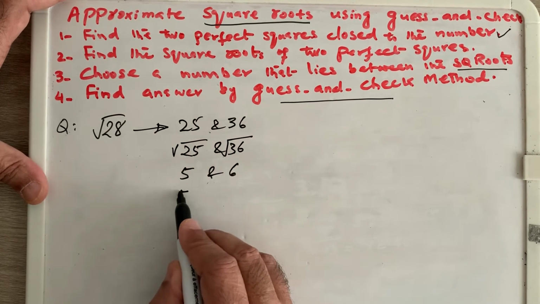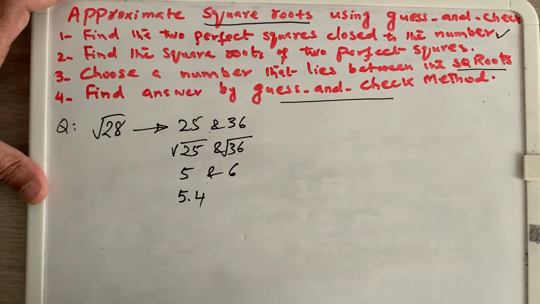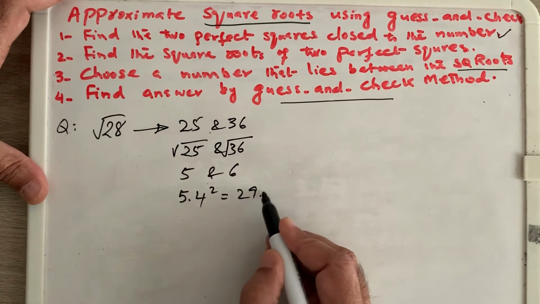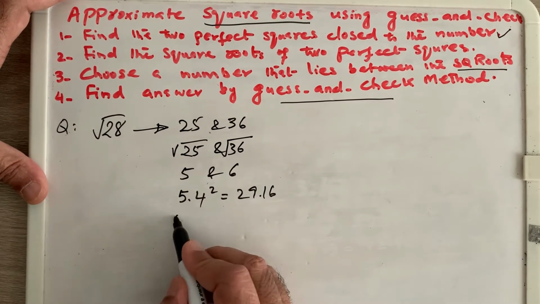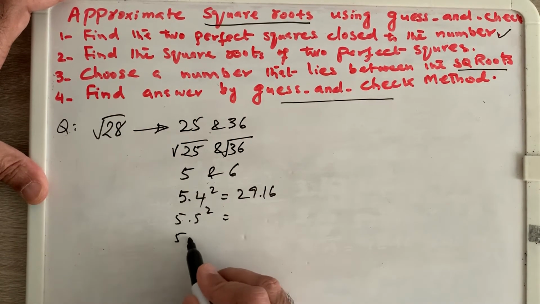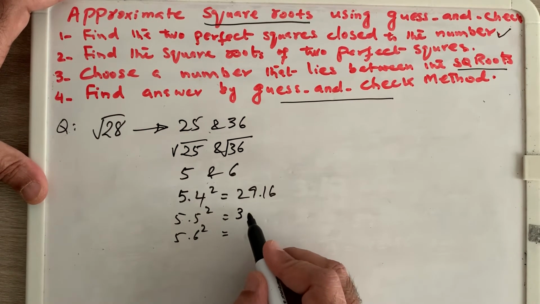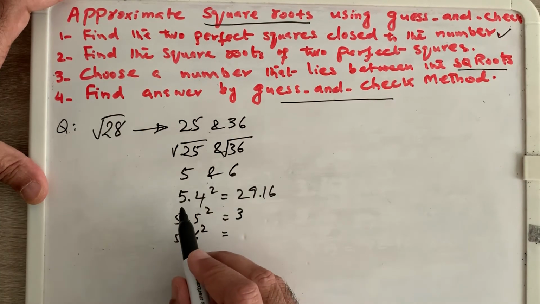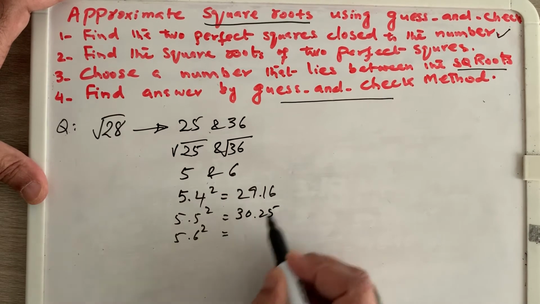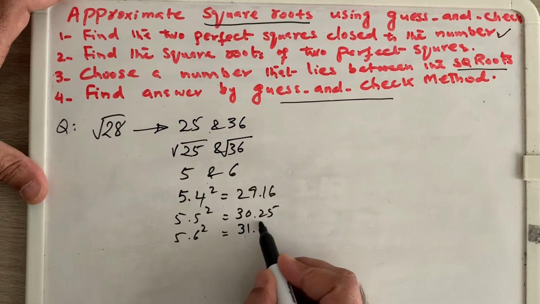So I can start, my guess is 5.4, right? This is my guess, but now I start my guess and check. 5.4 square, from the calculator you can calculate it, then 5.5. Now we are doing what? Guess and check method, right? So which one is good answer or best answer, right? So my guess was 5.4, but now I am doing 5.5 whole square, which is 30.25, and then 5.6 whole square, it comes out as 31.36.